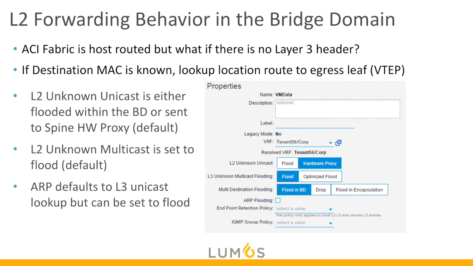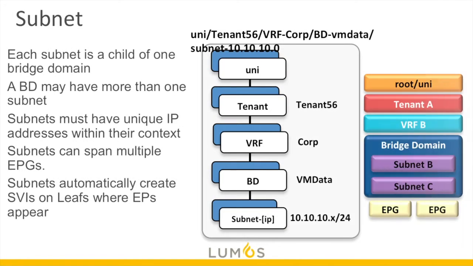So if we do an ARP request and we know where the actual destination is, we'll send the ARP to the egress leaf, or we can also just set it to flood into the entire bridge domain, which mimics traditional ARP behavior. All right, now let's talk about subnets.